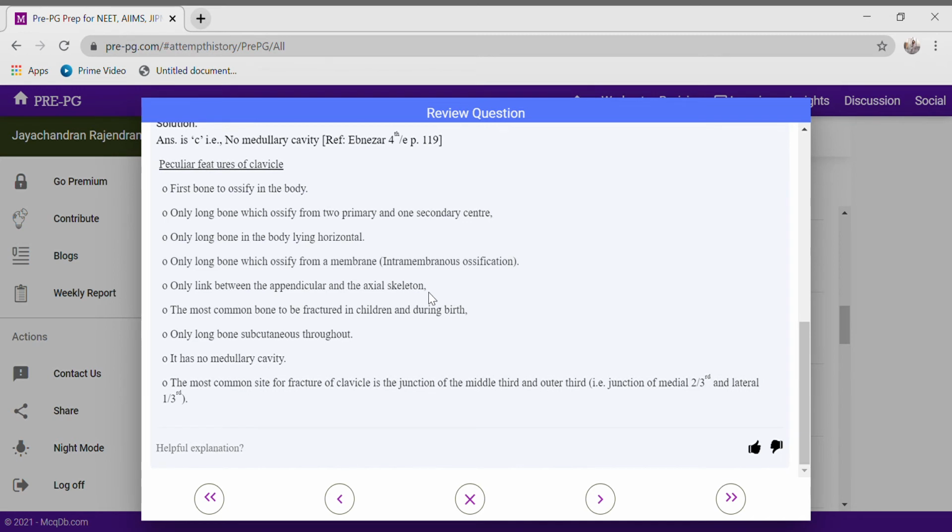The most common bone to be fractured in children during birth. The only long bone which is subcutaneous throughout, under the skin. And very important is that there is no medullary cavity. The most common site for fracture of the clavicle is the junction of the middle third and outer third, that is, the junction of the medial two thirds and lateral one third. So the important points are: the first bone to ossify, by intramembranous ossification, two primary and one secondary center, horizontally placed, link between the appendicular and axial skeleton, and no medullary cavity. These are the important points you should know about the clavicle.